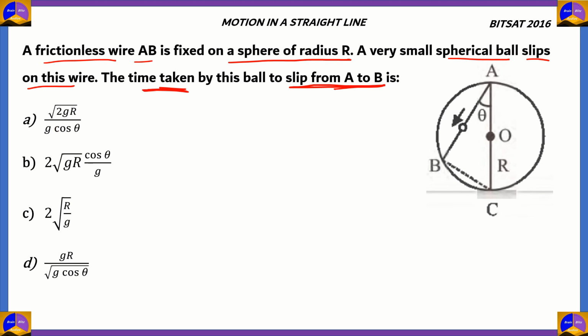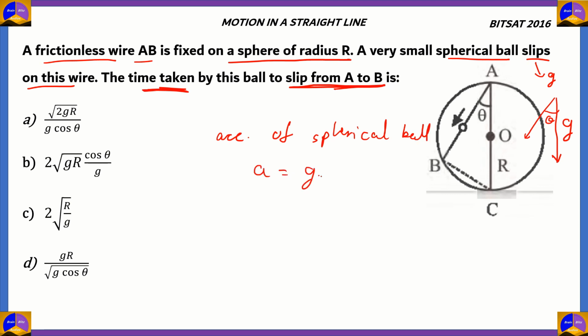Well, the spherical ball slips under the influence of the acceleration due to gravity. And in this particular setup, g acts vertically downwards. However, the ball does not travel vertically downwards, it travels at an angle theta with the vertical. So the acceleration of the spherical ball, that is a, will be equal to g times cos theta. Let's consider this as our equation 1.